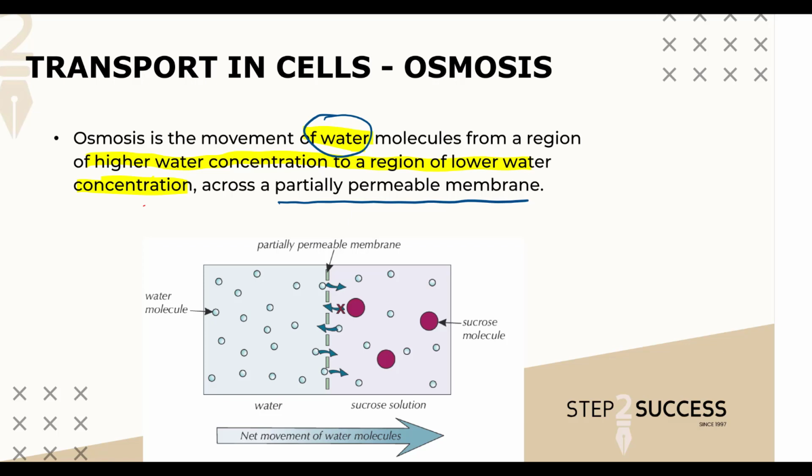It only happens through cell membranes, and again, we have a high water concentration over here. We have the cell membrane, or the partially permeable membrane. Partially permeable just means it allows some things through it, not all. And so the water molecules move from a high concentration on this side to a low concentration on the right-hand side.